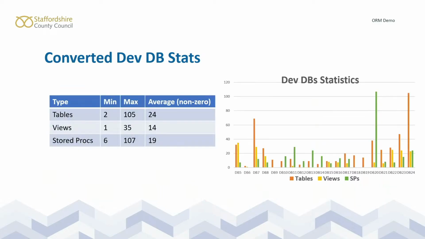So here's a few stats. Tables up to 105, but averaged about 24. Views up to 35, averaged 14. And stored procedures, 107 stored procedures. I suspect that's, which one was it? Database 20? 107, but an average of about 19. So nothing really jumps out there.